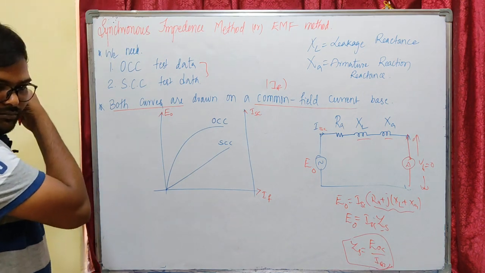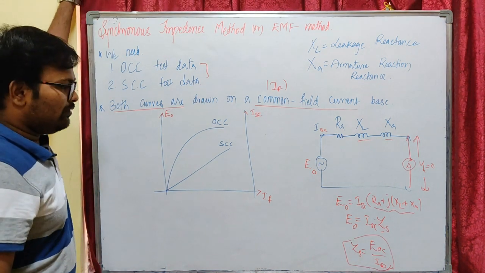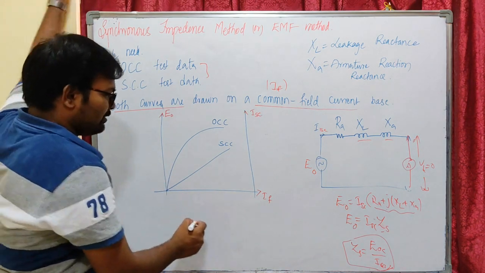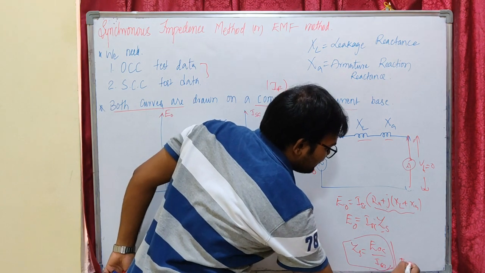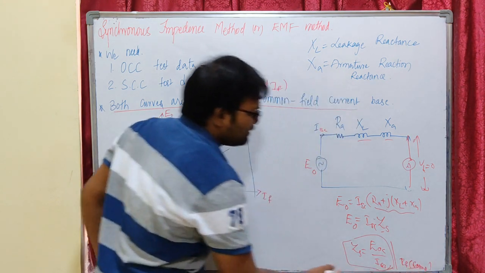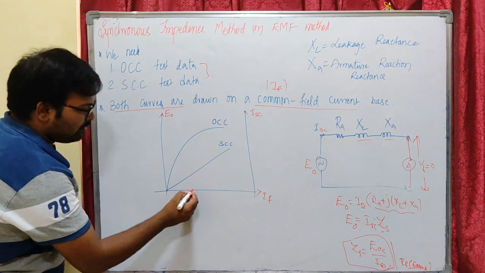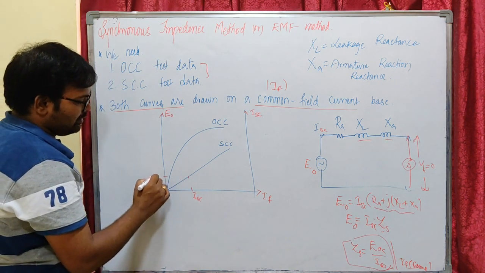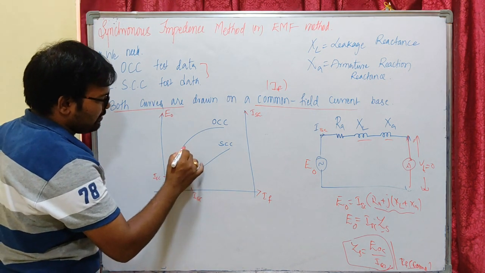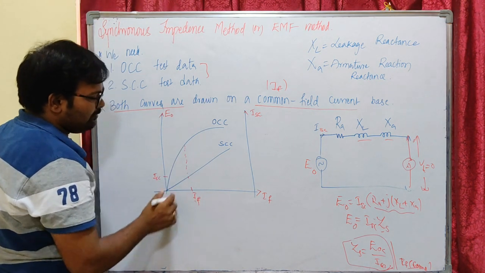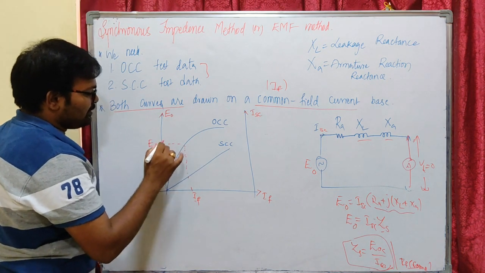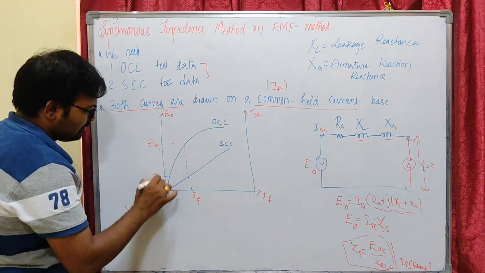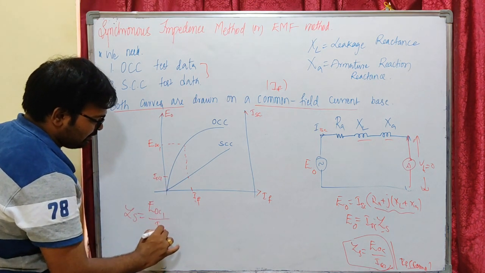So I can find the ZS, that is the synchronous impedance, in this graph. For a particular field current, the field current is the same for open circuit and short circuit conditions. So I am going to take a short circuit condition. This will be my ISC, and at the same field current IF, this will be our open circuit. So I can write ZS equal to EOC1 by ISC1 at IF1.